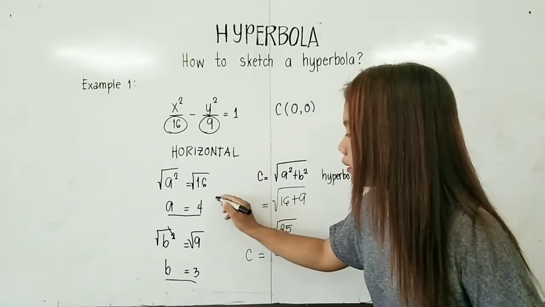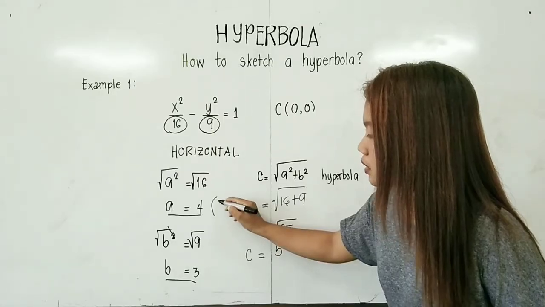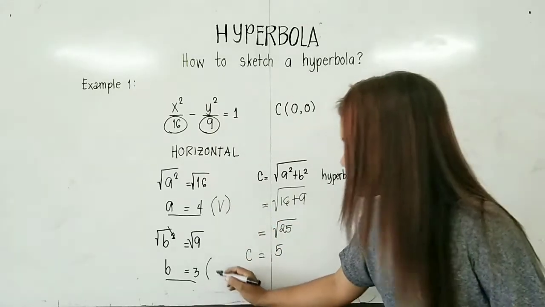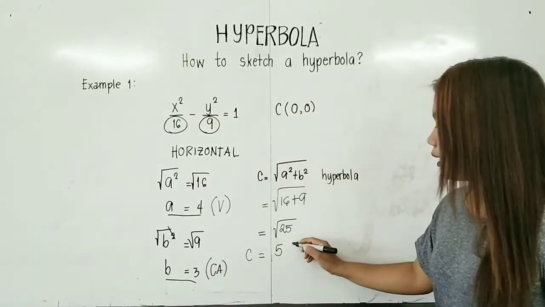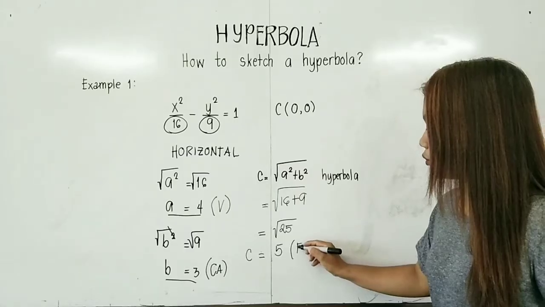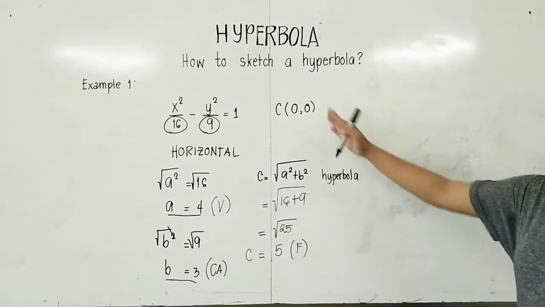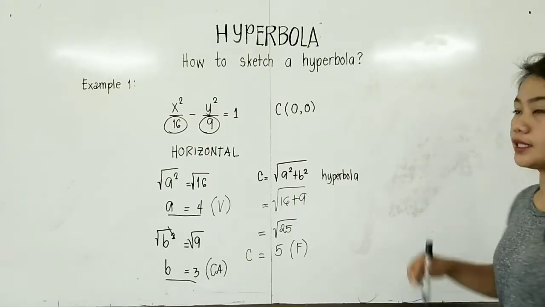So our a, let's assign this one. This is for our vertex. b is for the endpoints of the conjugate axis. So this is the conjugate axis, and c is still for our focus. So now let's sketch the graph of this hyperbola. The first step is we will draw a Cartesian plane.